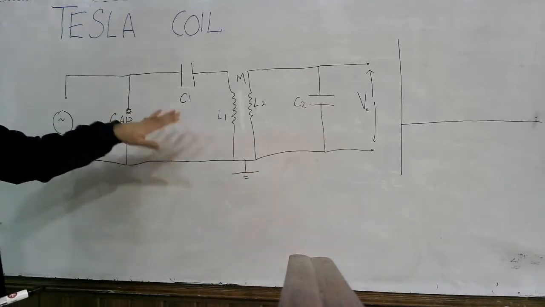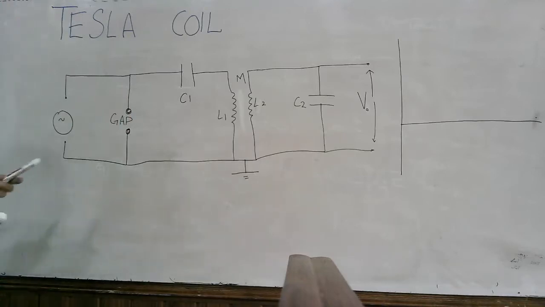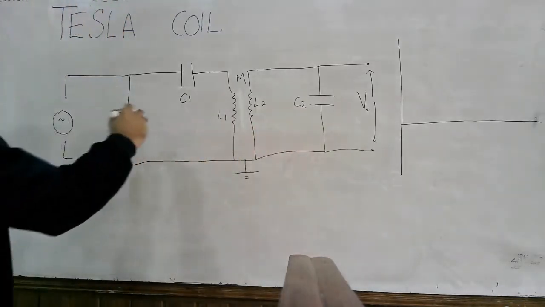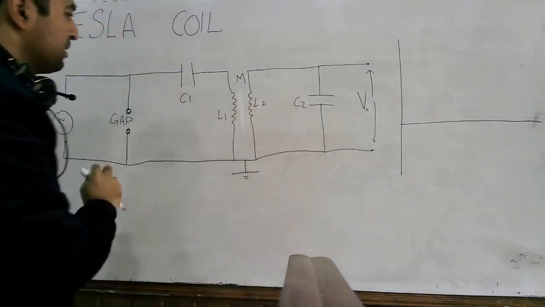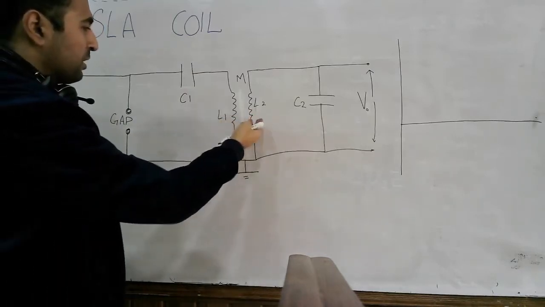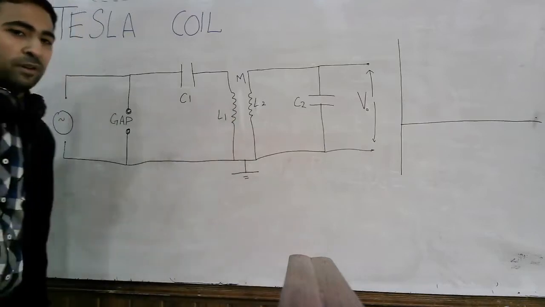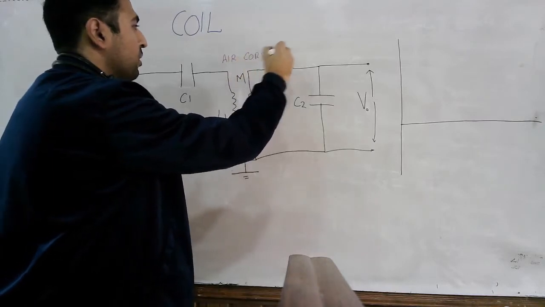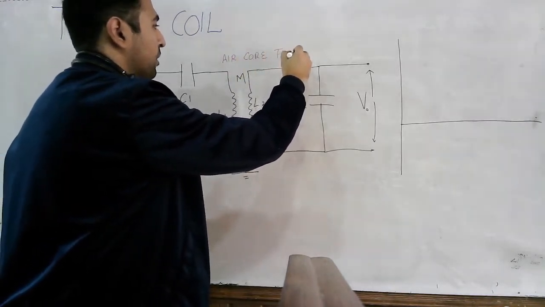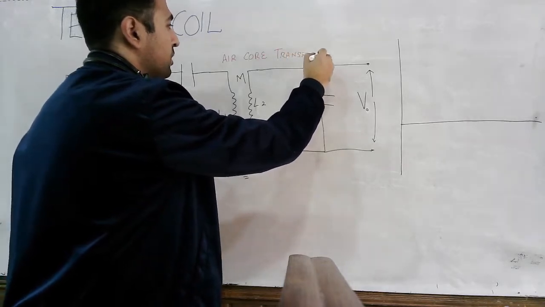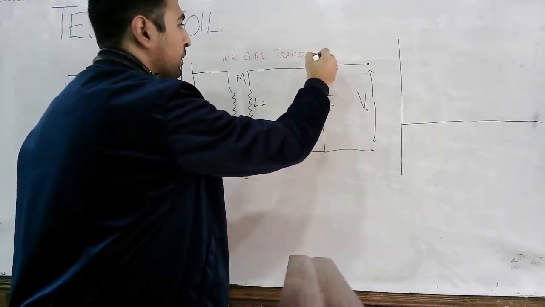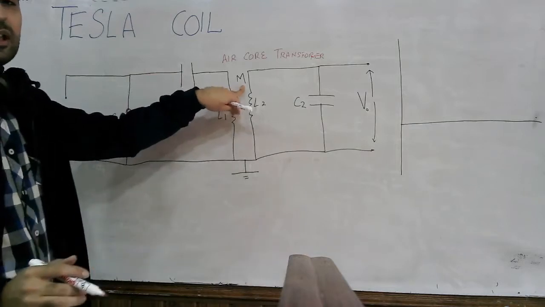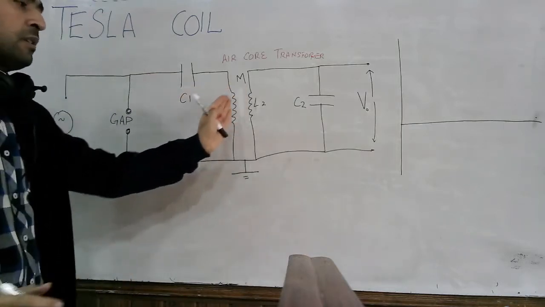Now this is the Tesla coil experiment circuit. You can see that here you have two capacitors, C1 and C2, and these are actually high voltage capacitors. And here you can see two inductors. Actually here we have a transformer, and this is an air core transformer. Actually this is not an oil immersed transformer. And why it is an air core transformer, we will explain that. And the M indicates the mutual inductance between these two inductors.